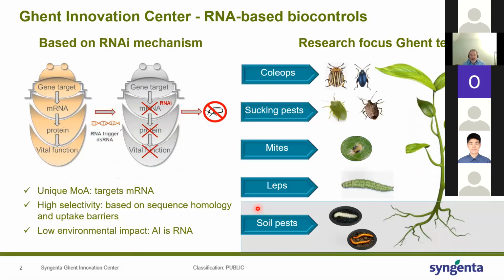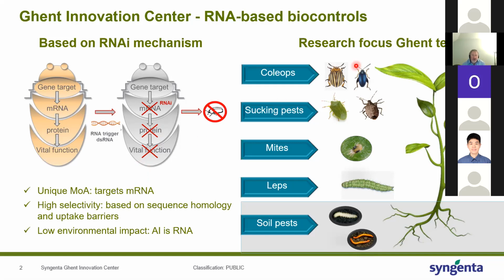So maybe first an introduction. In the Ghent Innovation Center, we are developing RNA-based biocontrols, where we use topical application of double-stranded RNA for insect control. I don't think I need to explain to this audience how RNAi works. The attractiveness of this is that it has a unique mode of action, possibility for high selectivity of your products that you can design, and it's also anticipated that there is a low environmental impact.